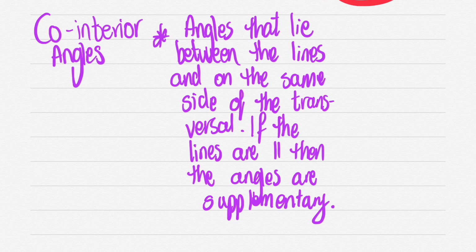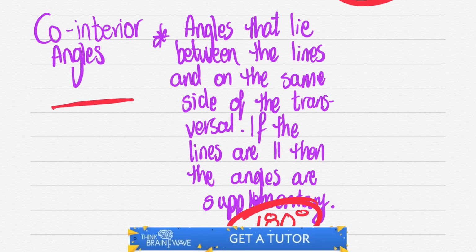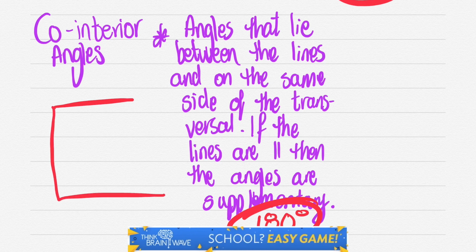Now if you remember, and if you don't remember, then you should go watch the previous video called Euclidean Geometry. But if you do remember, well done for watching that video. Supplementary means 180 degrees: two or three angles that are adding up to 180 degrees. The other term would be complementary, and complementary would be 90 degrees. So angles that sum together to make 90.